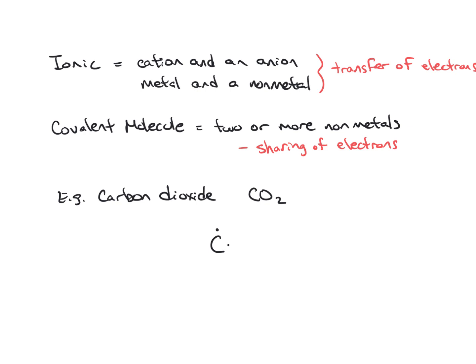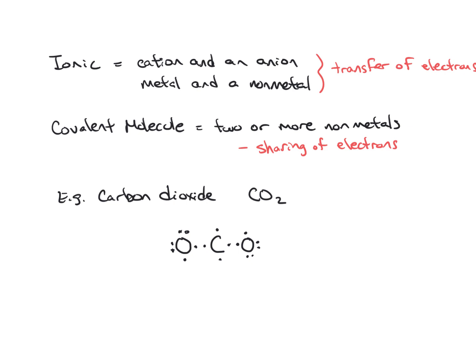It's in group 14, so there's 4 valence electrons. And I'm going to draw an oxygen on the right side of it, and I'm going to draw an oxygen on the left side of it. And oxygen has 6 valence electrons. Now, I actually drew the electrons in a strategic way.